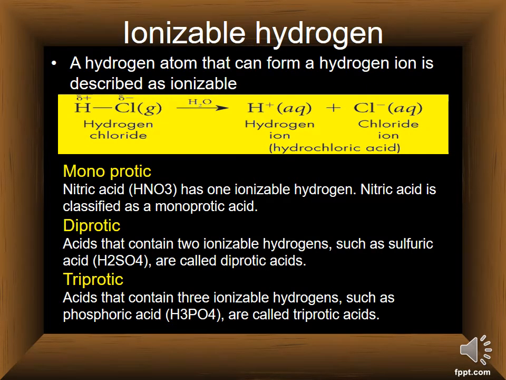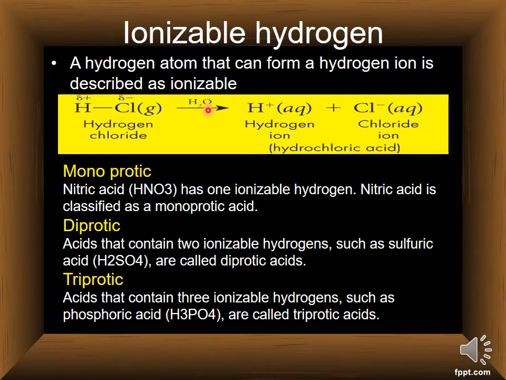First of all, we are using the term ionizable hydrogen. So what is it? A hydrogen atom that can form a hydrogen ion is described as ionizable. Take the example of hydrogen chloride or hydrochloric acid. In hydrochloric acid, you can see HCl has one hydrogen and one chlorine.